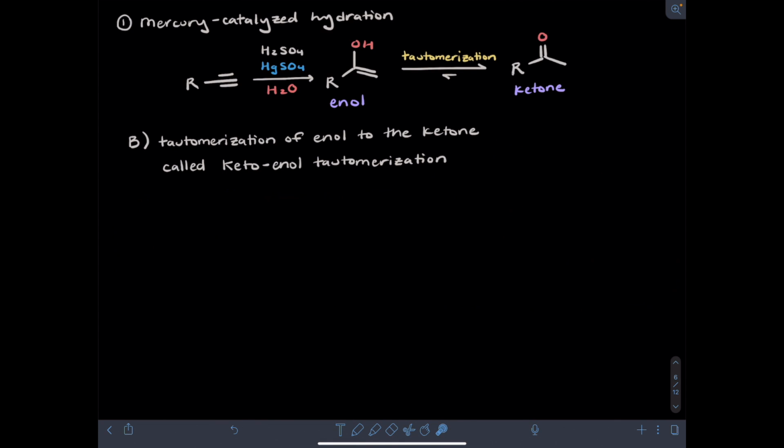Now I want to turn our attention to the second stage of the mechanism, the so-called tautomerization from the enol intermediate to that final ketone product. This is sometimes known as a keto-enol tautomerization. Under the mercury-catalyzed hydration conditions, H3O+ is going to serve as a catalyst for this reaction. The first step of the mechanism involves a proton transfer.